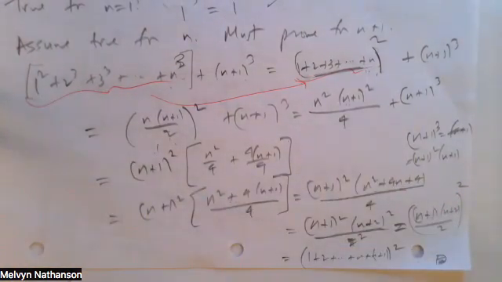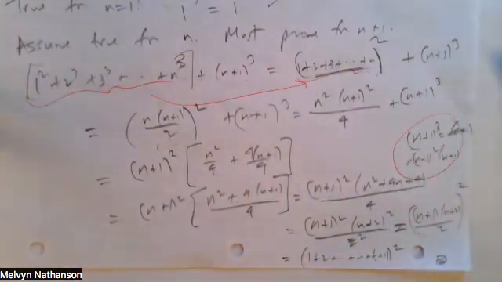This is the proof. This is just a little square side. This is the algebra involved in the proof.